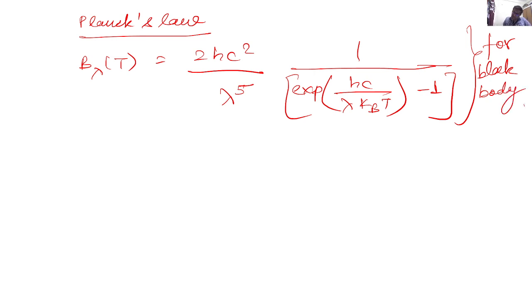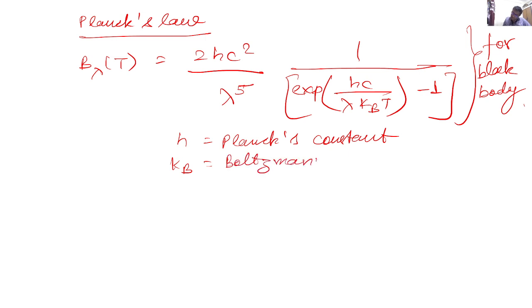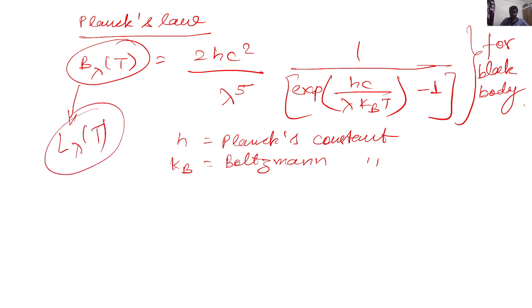So there are a few constants here. h is Planck's constant, and kB is the Boltzmann constant. And B lambda T in some textbooks is also represented as L lambda T. So please don't get confused by the notations. Okay. So now let's do one thing.